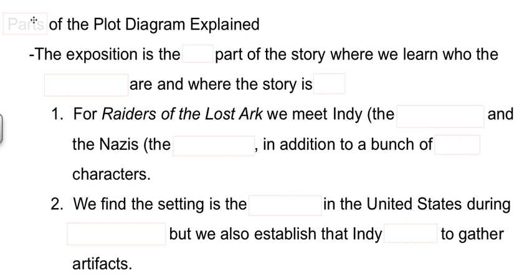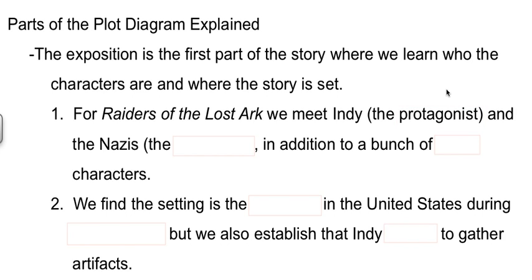All right, the parts of the plot diagram explained. The first part is the exposition. And that's where we learn who the characters are and where the story is set. So for our example, Raiders of the Lost Ark, we meet 2 sets of characters. We meet the protagonist, who is Indy, and the antagonist, who are the Nazis, in addition to a bunch of other minor characters. We meet the monkey, we meet Sallah, there's lots of people that we meet.